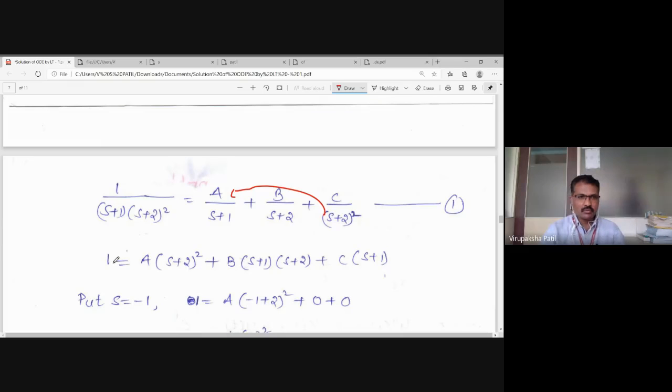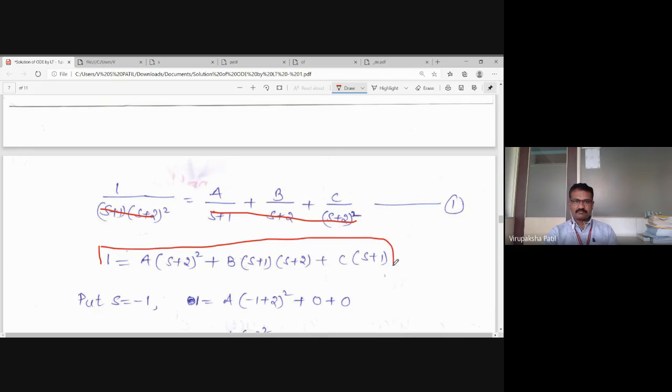So it becomes 1 is equal to a(s+2)² plus b, where you have to multiply with (s+1) and (s+2), so b into (s+1) into (s+2), plus c, where you are already having (s+2)², I'm sorry, so you have to multiply that c with (s+1). Once you take the LCM here, it will be of the form (s+1) into (s+2)². So this LCM and that LCM get cancelled. So you'll get finally this equation.